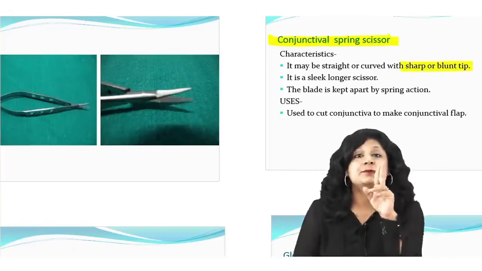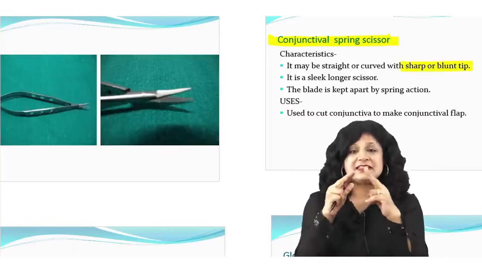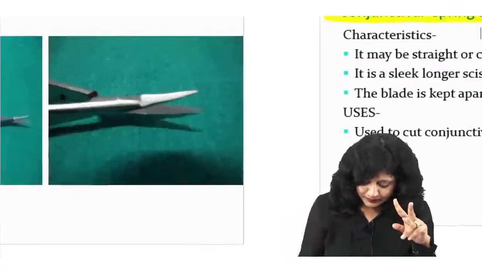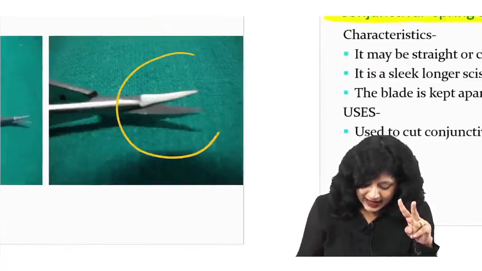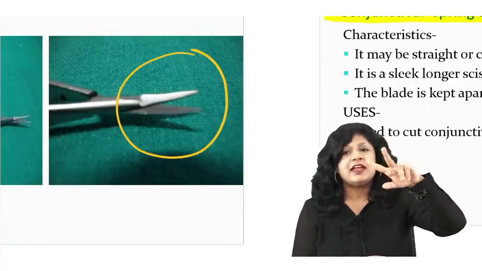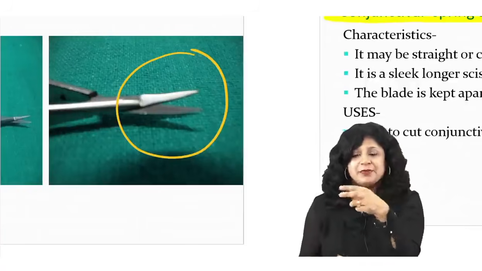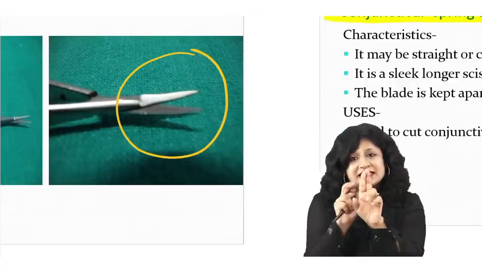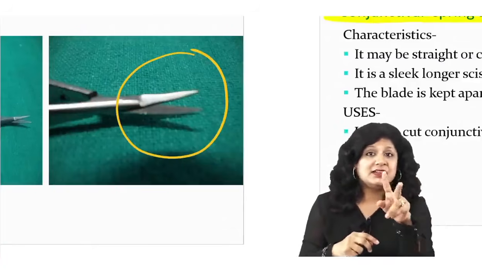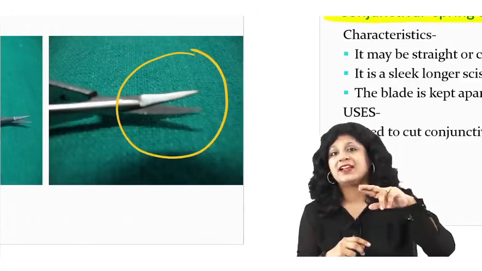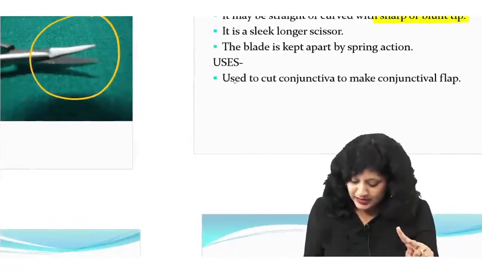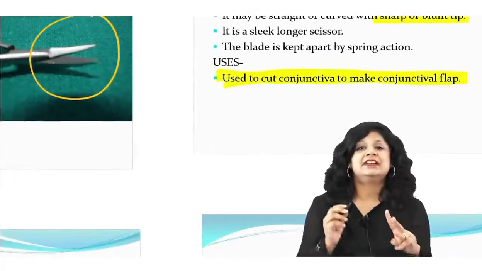Now, why is this called a spring scissor? Spring scissor means this scissor works with a spring. So, can you see here? The blades are actually apart like this. Why? Because there is a spring action. So, when we are cutting the conjunctiva, for making the flap, you require that spring action, otherwise it will become a very traumatic kind of dissection when you want to make a conjunctival flap. So it's used in order to cut the conjunctiva for making the conjunctival flap.